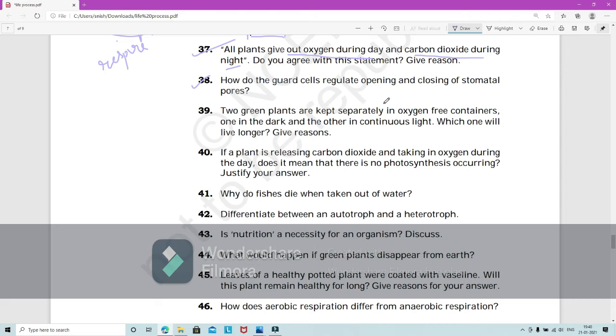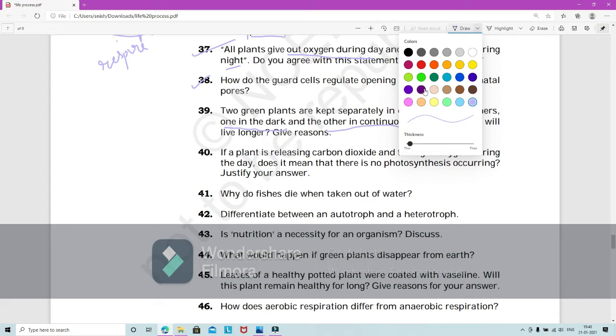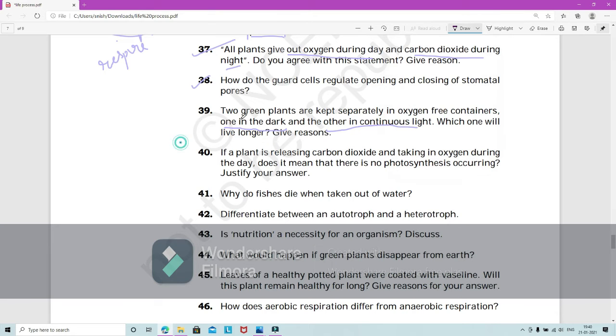Two green plants are kept separately in oxygen-free containers, one in the dark, and the other in continuous light. Which one will live longer? The question is which one will live longer. I think it's an easy question because for the plants to survive, they have to undergo photosynthesis. Just like us, we need food, right? We need a continuous supply of food so that we stay alive.